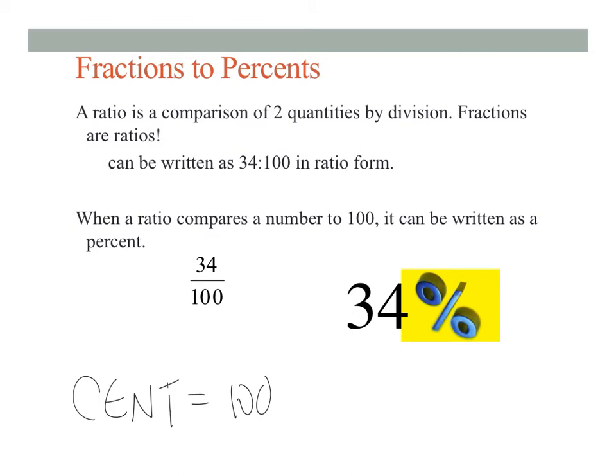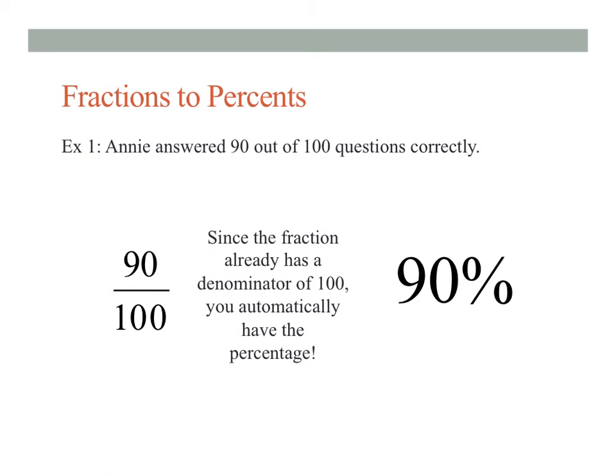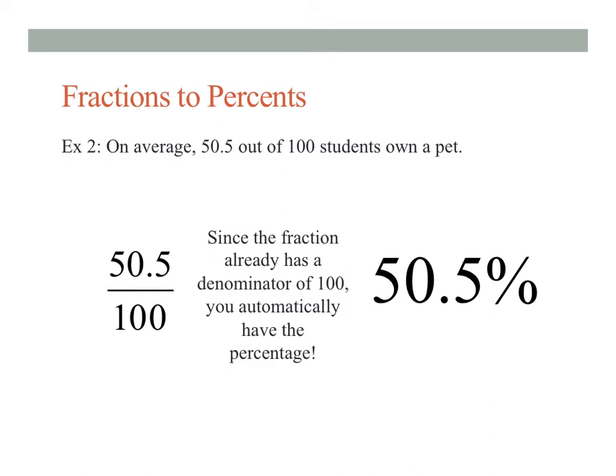75% is 75 per 100, which means out of 100. So the word per can also be thought of as out of. You can figure out the percent you earned on a test or a summative by doing a division. If you know that 90 out of 100 is the same as 90%, then you know you got a 90%. That's easy because it's out of 100. Correct. 50.5 out of 100 is 50.5%.